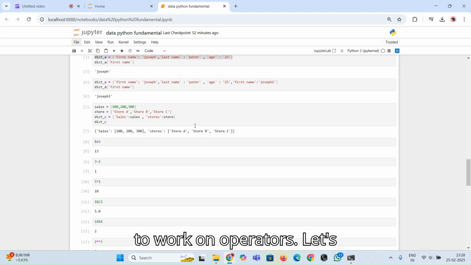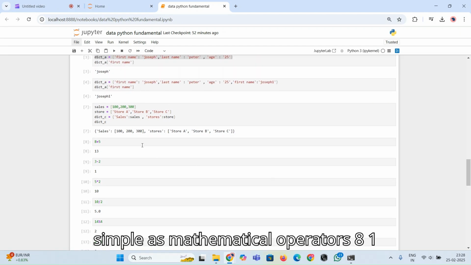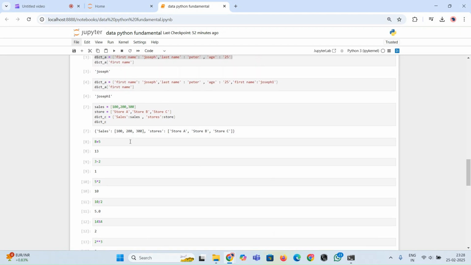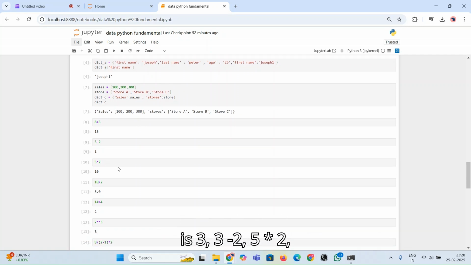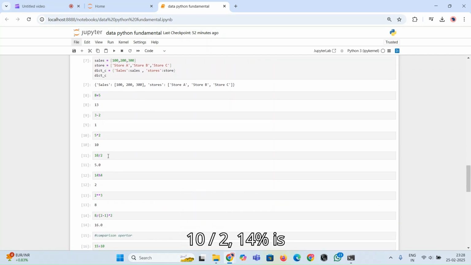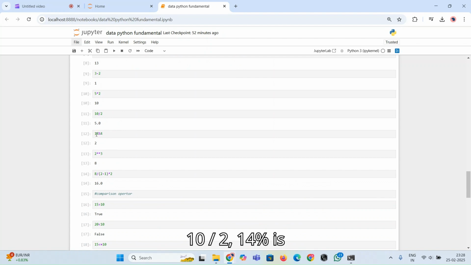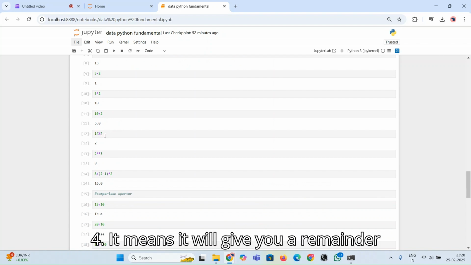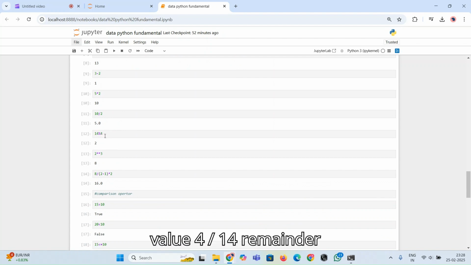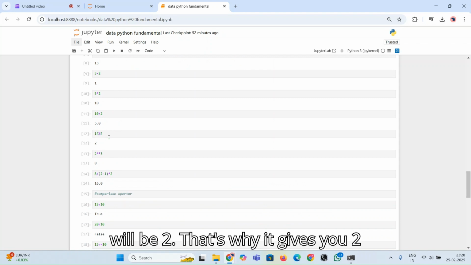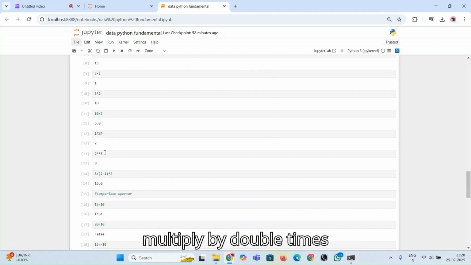To work on operators. That's simple as mathematical operators. 8 plus 1 is 3, 3 minus 2, 5 multiplied 2, 10 divided by 2, 14 percentage 4. It means it will give you a remainder value. 14 divided by 4, remainder will be 2. That's why it gives 2.